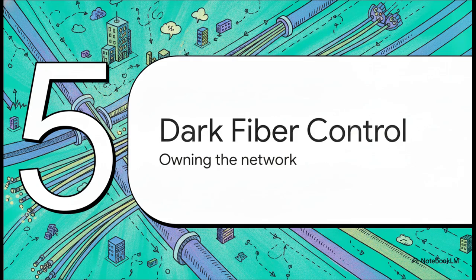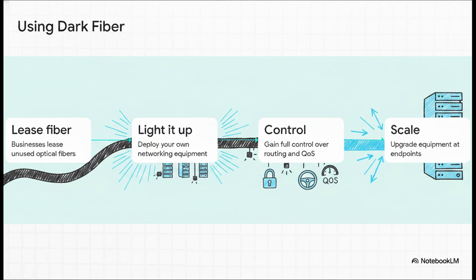Which brings us to Section 5, Dark Fiber Control, owning the network. Look, a lot of major organizations just don't want to share bandwidth or be boxed in by a commercial carrier's tech limits. So what do they do? They lease unlit, completely unused fiber optic cables directly from providers. This is a practice known as leasing dark fiber.